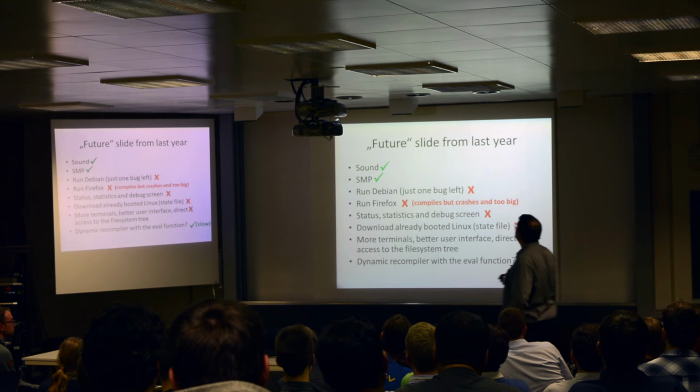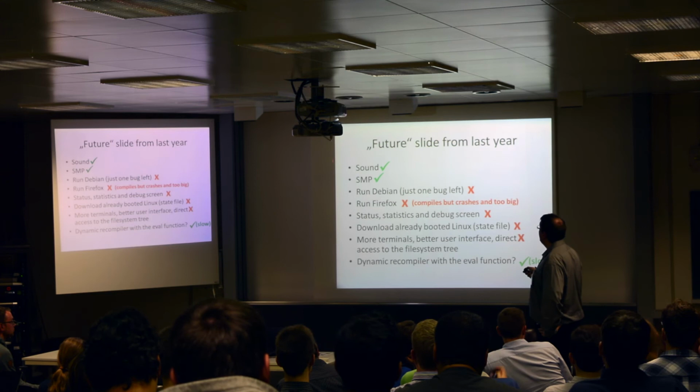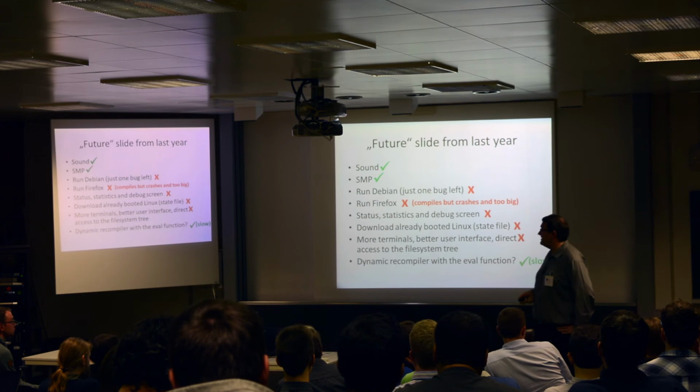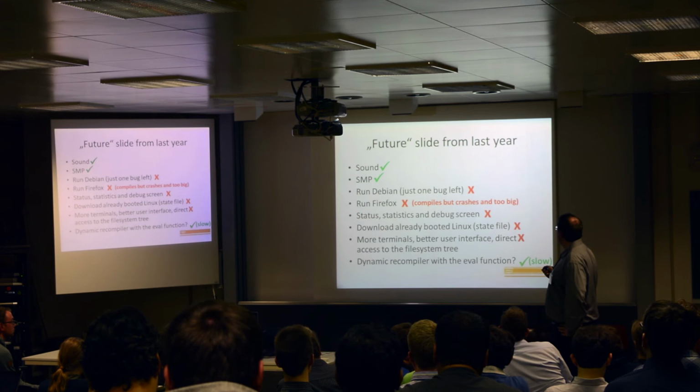I get 2 minutes. So last year I showed you a slide, the future slide from last year. So this is what I wrote on this slide. This is managed, so sound works. SMP works, so you can run up to 60 cores at the same time. Run Debian, unfortunately, still doesn't work. Run Firefox, well, it compiles. It's huge, it's more than 100 megabytes and crashes, so there's still a lot of work to do for the rest here.